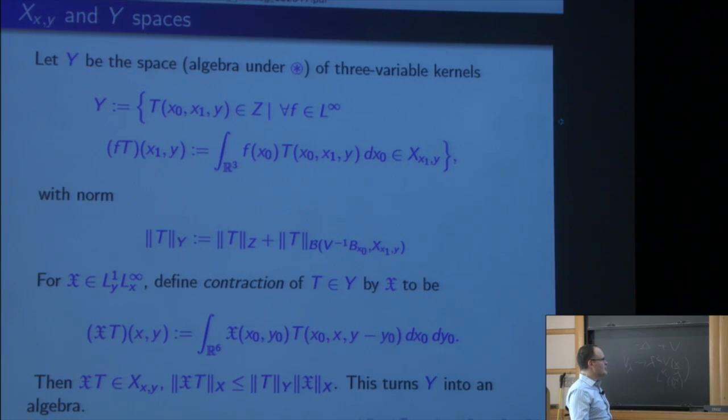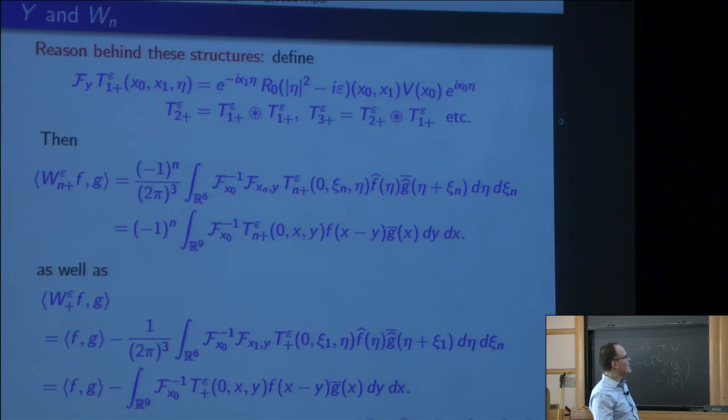So this is the structure that we have, and the contraction operation between a variable of a kernel of 2 variables and the kernel of 3 variables has to be this, okay? And then it's set up in such a way that the x space norm of this contraction is bounded by the y norm of t with the x space norm of x. And that is what makes Y into an algebra under all these norms. And why is this relevant?